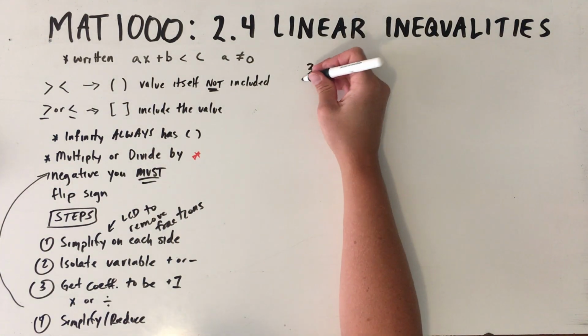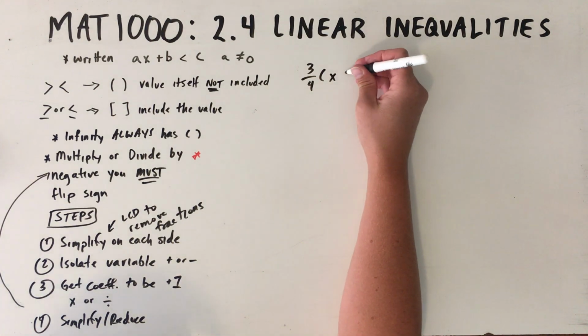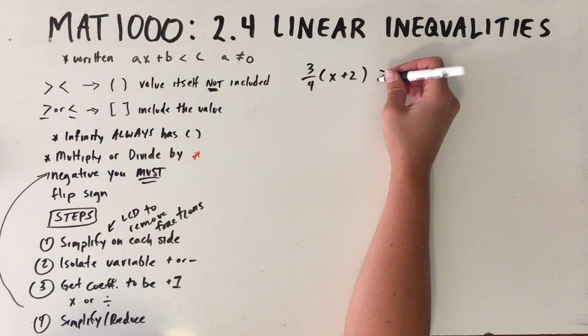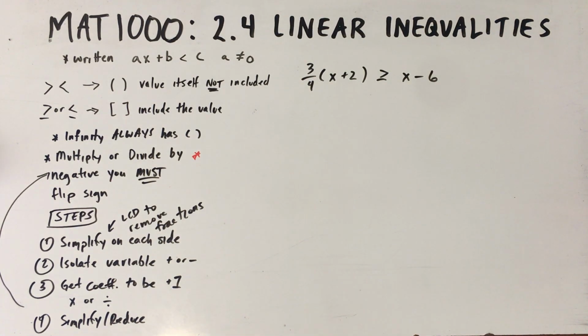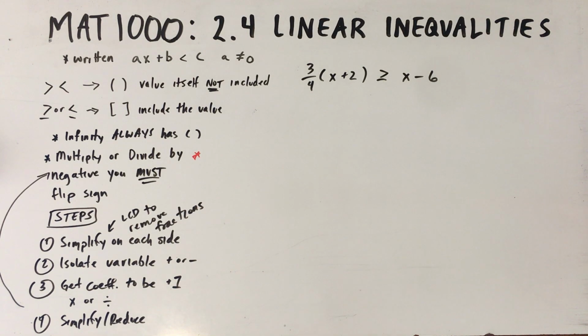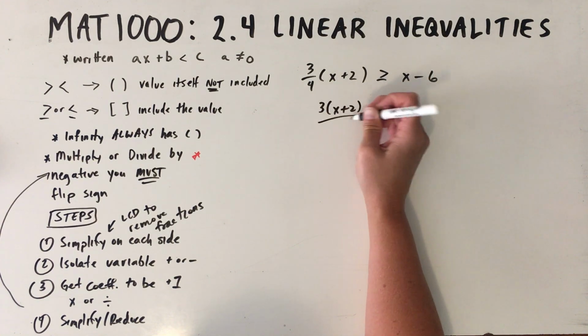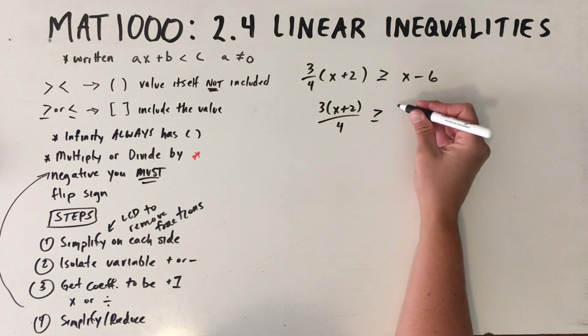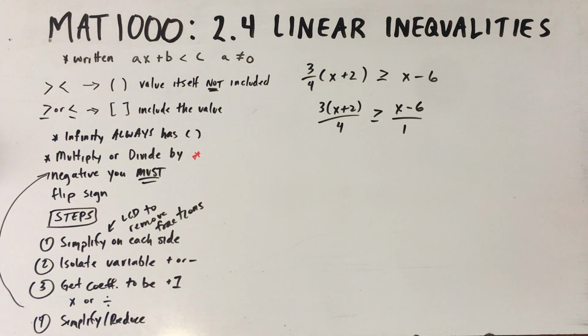Alright, so if we have 3/4, it's going to be multiplied by x plus 2, and that's going to be greater than or equal to x minus 6. Well, nobody likes that this 3/4 is here, so we want to get rid of it. But remember, this is the same thing as if I had 3 times x plus 2 all over 4, and that's greater than this x minus 6 all over 1. So you can think of it as written this way.